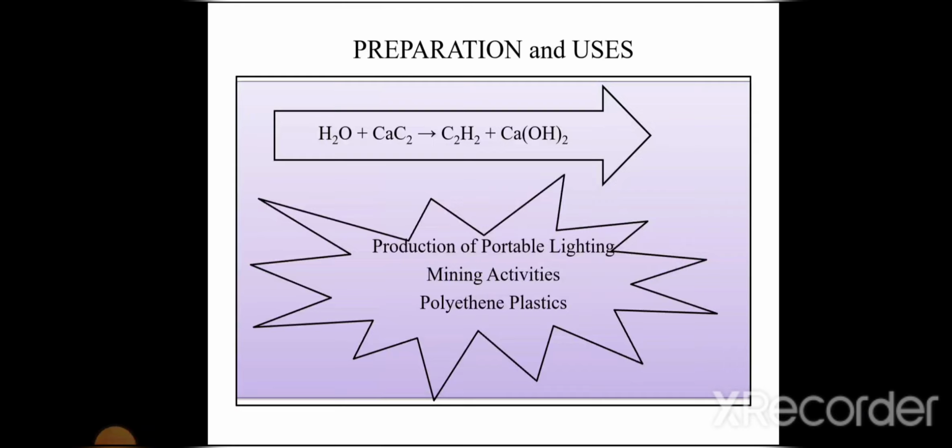The uses of alkynes: acetylene burns with a very hot flame. One of its most notable applications is in oxyacetylene gas welding and oxyacetylene gas cutting. Acetylene is used in the production of portable lighting. For use in mining activities, calcium carbide is often employed in combination with water to generate acetylene, which is used in lamps. Acetylene is also used in the production of several polythene plastics.